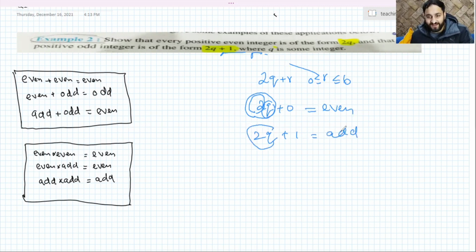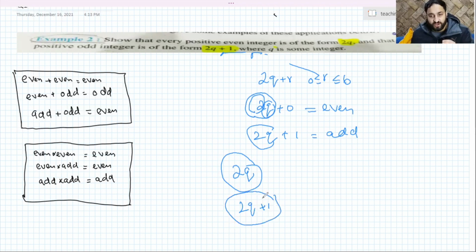Okay, so to represent any positive even integer, we require just 2q to represent it. And to represent any positive odd integer, we require 2q plus 1, this form. But you need to write this in exams. Let's see how you can write this in exams.